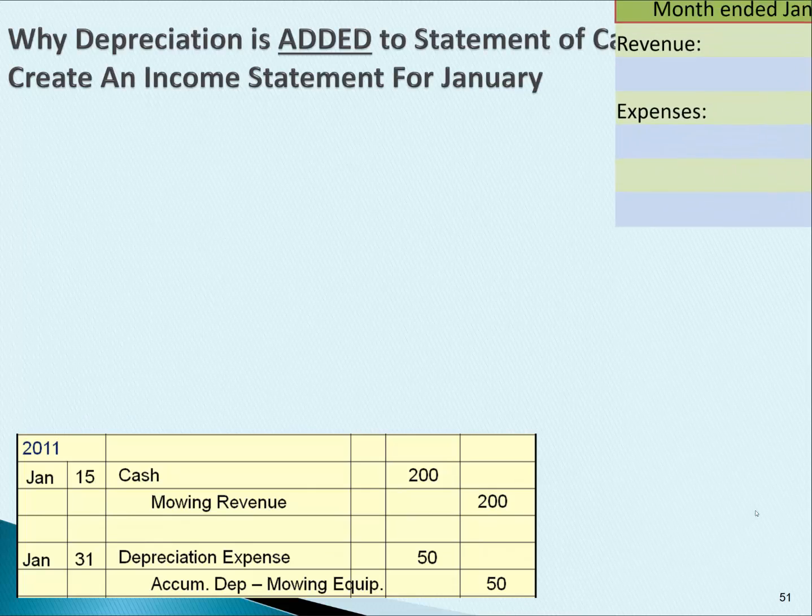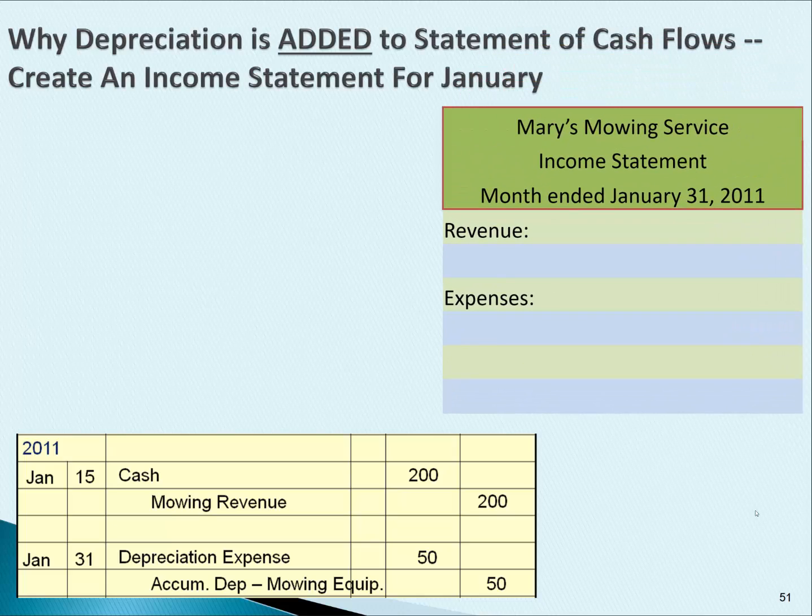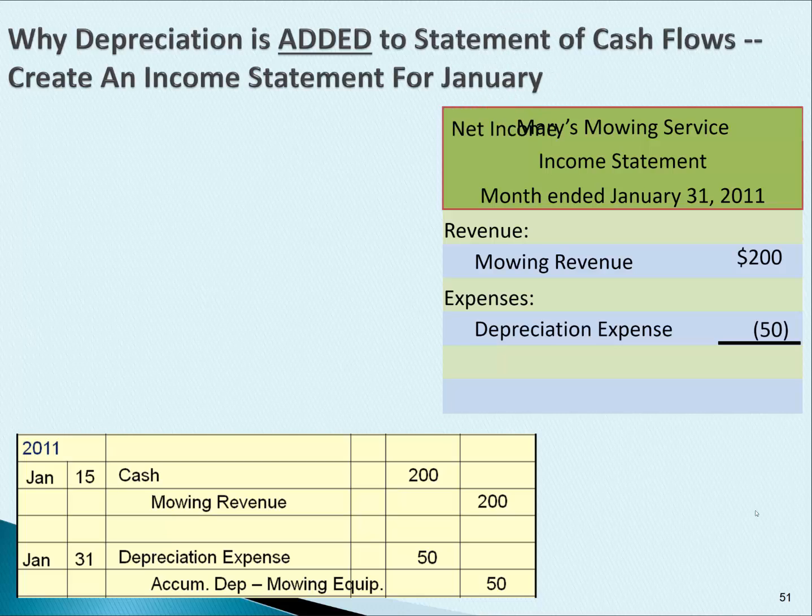So we've got Mary's mowing service. So we're creating an income statement. We need our revenues. As you can see, our only revenue for the month was mowing revenue, $200. And now we need our expenses. Looking down here at the journal entry, we've only got one expense. That's depreciation expense, $50. So how much was net income? Obviously, 150. I told you this is going to be a simple example.